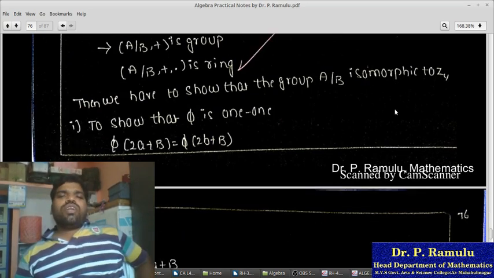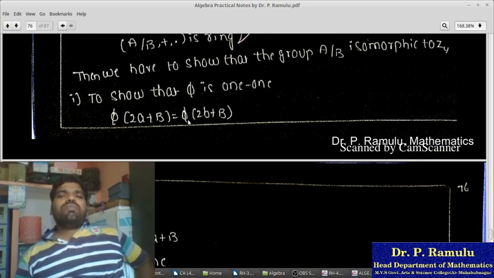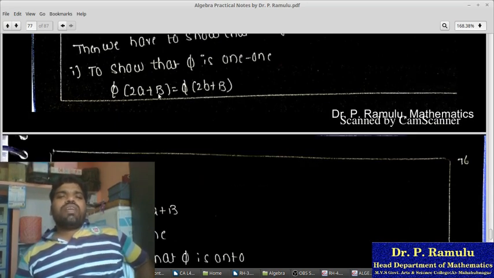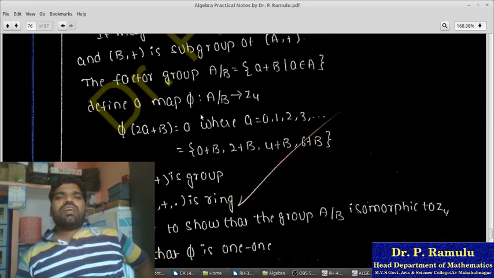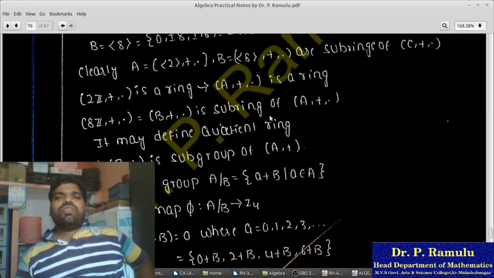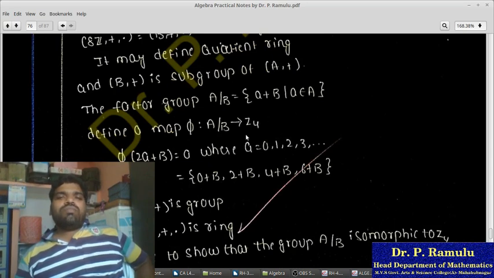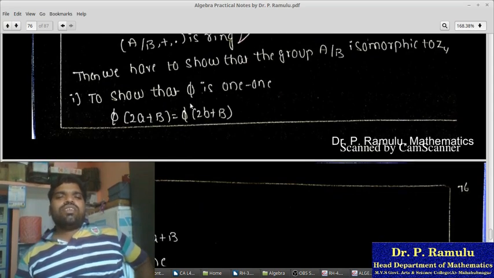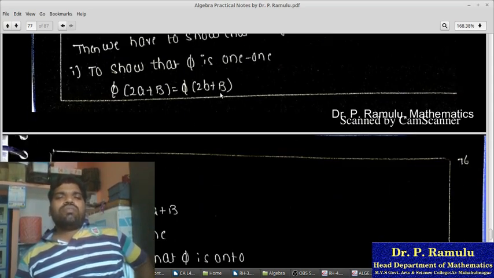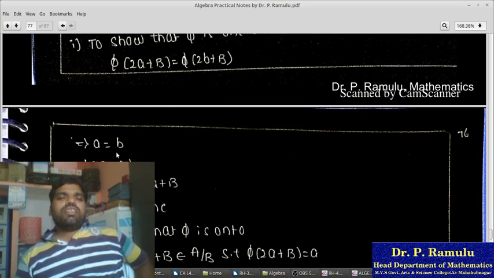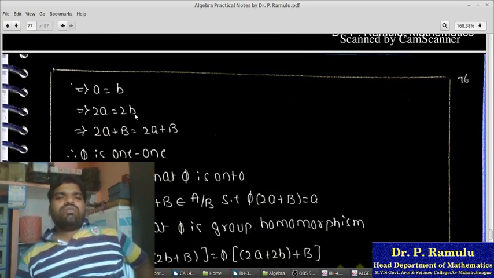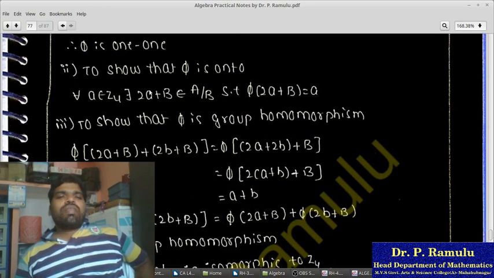To show that pi is 1-1, I am defining the map pi of 2a + B equal to a. To show pi is 1-1, suppose pi of 2a + B equals pi of 2b + B, that is a equals b, and multiplying by 2 on both sides gives 2a + B equals 2b + B, so pi is 1-1. To show pi is onto, for all a in Z4, there exists 2a + B in A/B such that pi of 2a + B equals a.